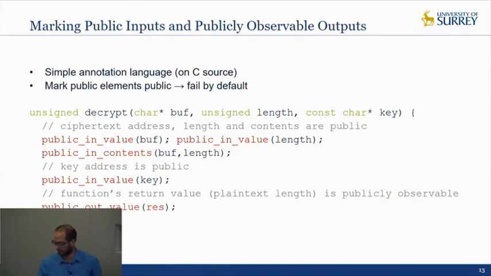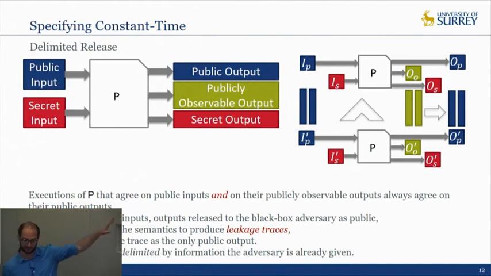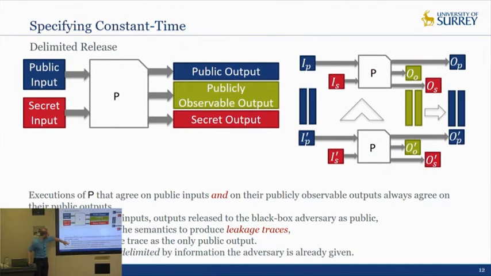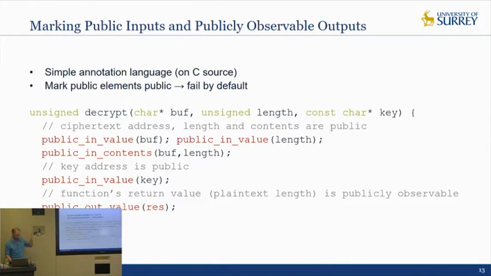So in these two pictures, there are two components: marking public inputs and marking public outputs, and instrumenting the semantics to produce leakage traces. I'll go through both of these before actually saying how we verify that thing. We have a simple annotation language that we currently have on C source code, just because that's convenient to have. And it actually makes it more usable as a tool for programmers as well, although it makes error reporting a bit more difficult, as Markov pointed out.